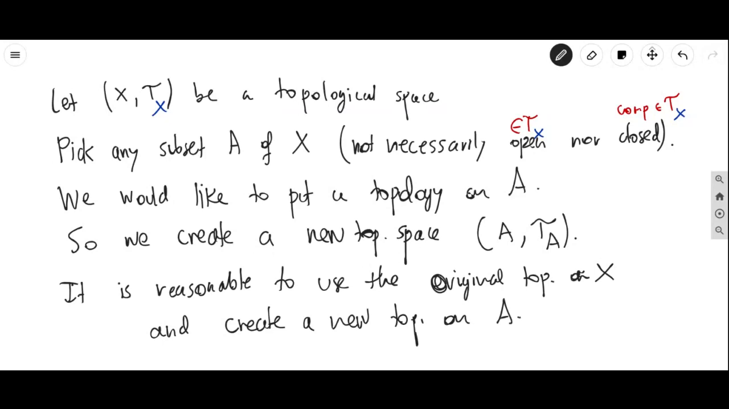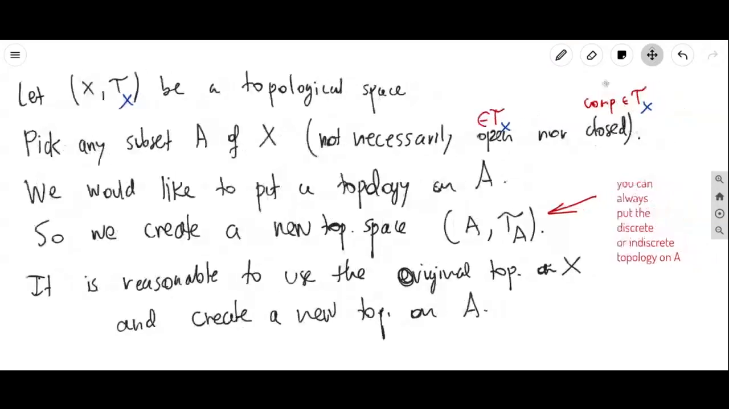You can, of course, do something very silly. What you can always do is put the discrete or indiscrete topology on A. But that's kind of silly because A is a subset of X. So you would like to somehow relate this to this.